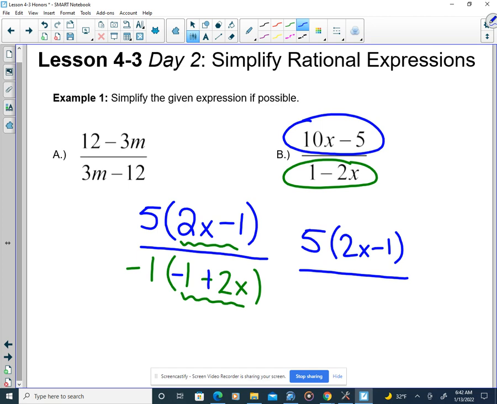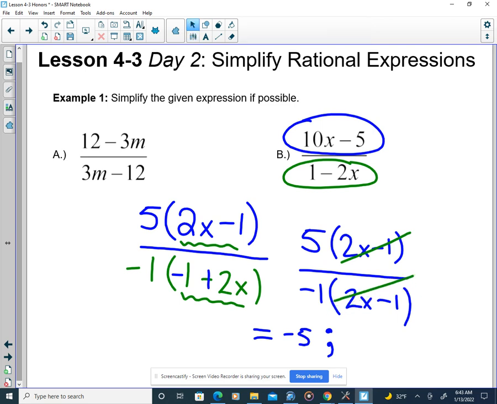5 times 2x minus 1 over negative 1 times 2x minus 1. So now I can mark out the 2x minus 1s, and I get my simplified answer as 5 over negative 1, which is negative 5. And then we also need to find a restriction. I should have done that first before I cancel everything out. So let's just get rid of these.